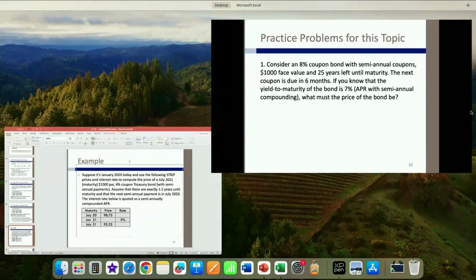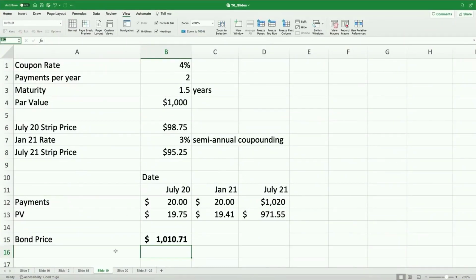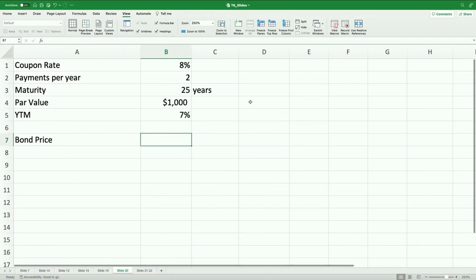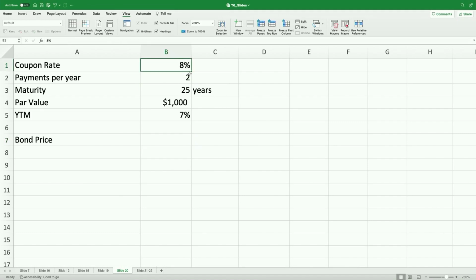Okay, back to Excel. Next tab. So here is the bond information. The coupon rate is 8%. It makes 2 payments per year. It matures in 25 years. The par value is $1,000, and the yield to maturity is 7%. Remember, that's an APR with semi-annual compounding, aka the rate that's being communicated is 3.5% every 6 months, right?